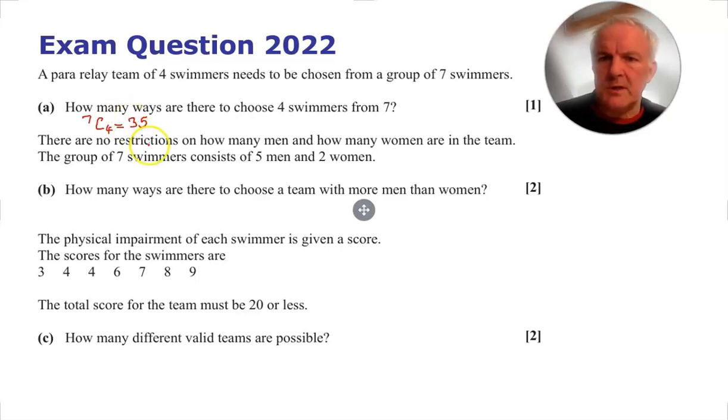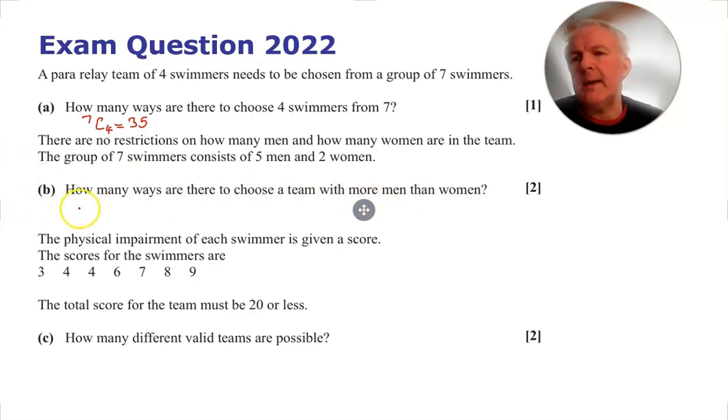Now, there are no restrictions on how many men and how many women are in the team. The group of 7 swimmers consists of 5 men and 2 women. How many ways are there to choose a team with more men than women? All right, then, more men. So how many men did we have originally? 5 men. Of my 5 men, I could use 4 of those and, of the women, choose none. That's one option. Or I could do 5C3 times 2C1. I could have 1 woman.